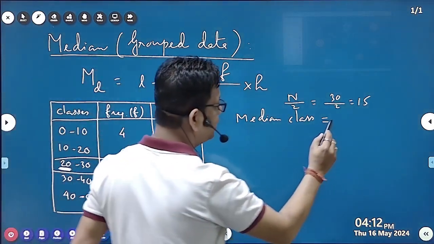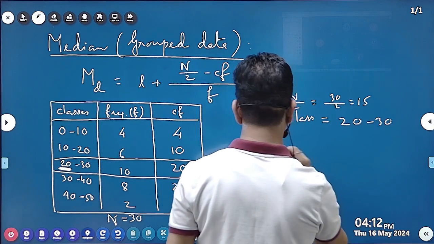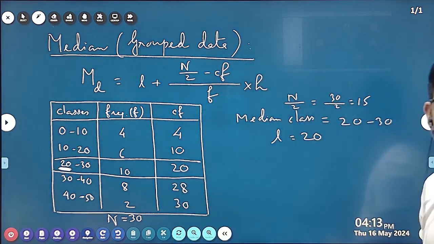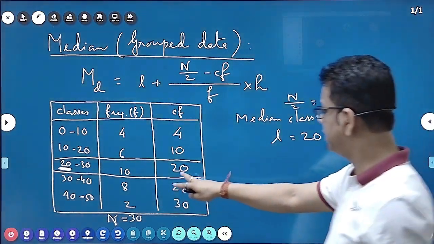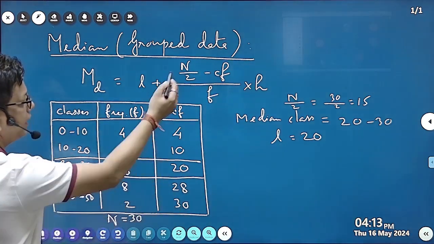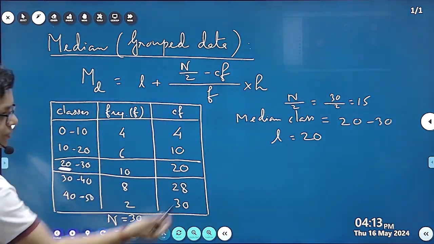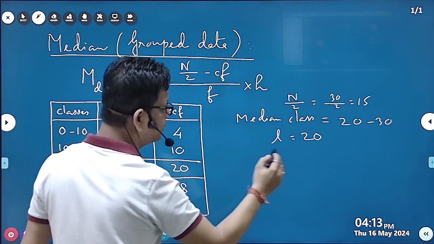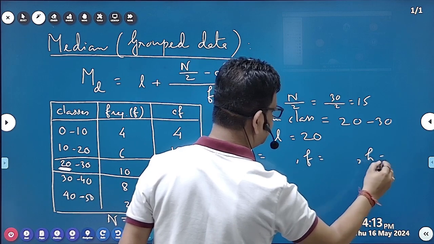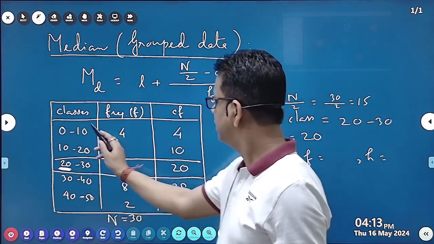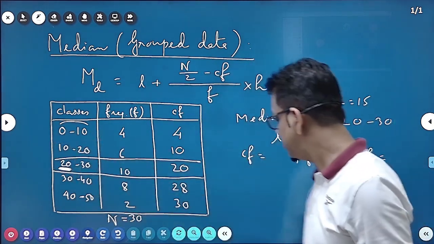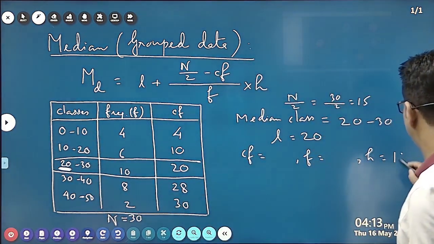So the median class is 20 to 30, and L is the lower limit. Is it clear? So the nearest number to N by 2 and greater is 20. So L is ready, and N by 2 is 15. Now we should know what CF is, what F is, and what H is. H we know already, the upper limit minus lower limit. So the upper limit is 10, 10 minus 0, so H is 10. Getting it?